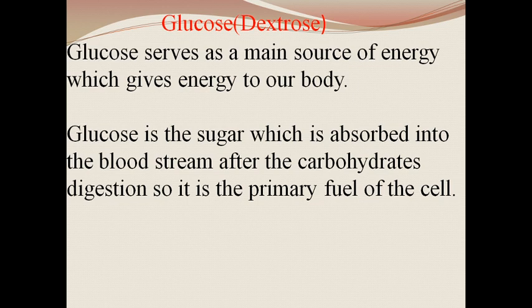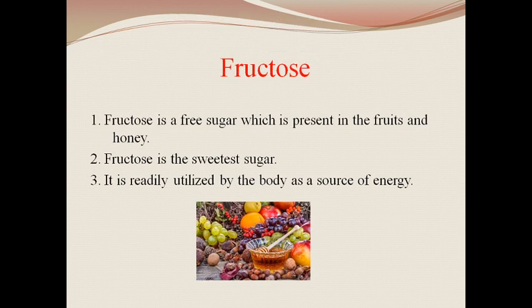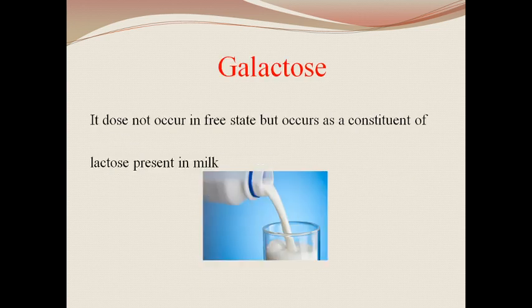Glucose. Glucose serves as the main source of energy, which gives energy to our body. Fructose. Fructose is a free sugar which is present in the fruits and honey. Fructose is the sweetest sugar. Next, galactose. It does not occur in a free state but occurs as a constituent of lactose present in the milk.